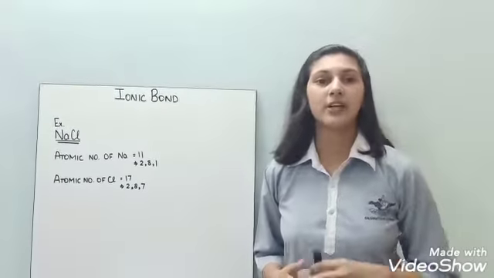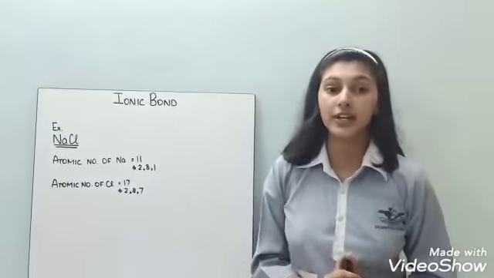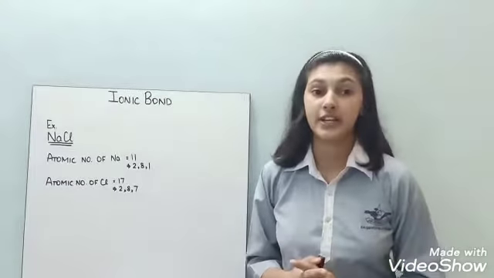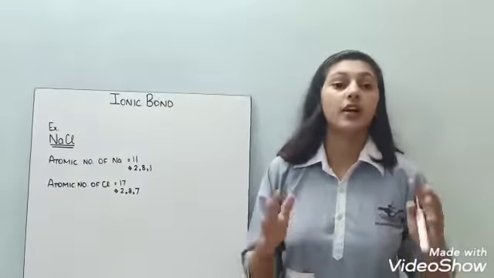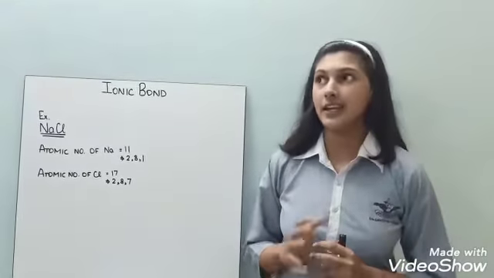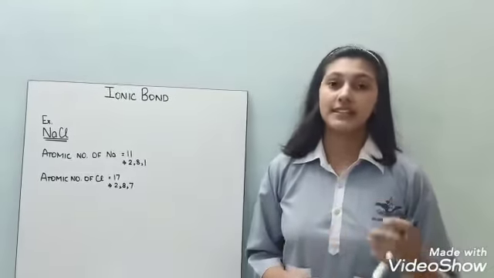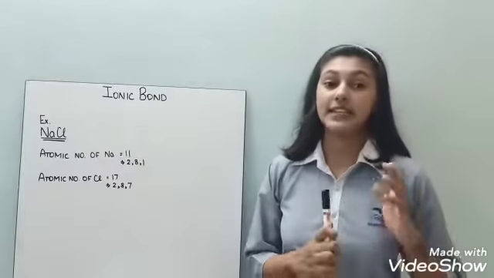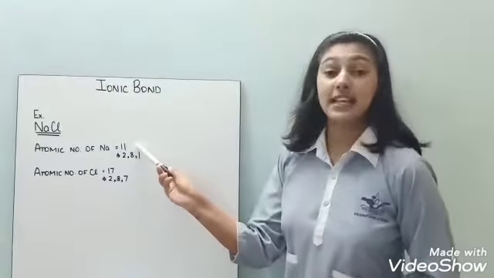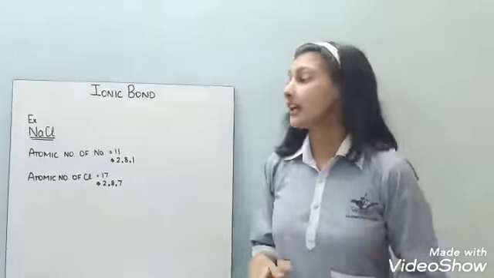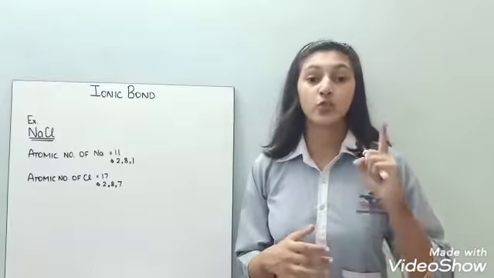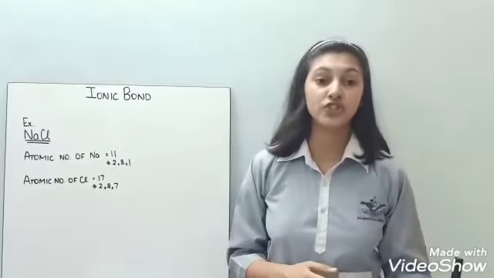Now let us come back to ionic bond. In bonding, every element wants to behave like a noble or inert element. That is, they want a completely filled valence shell. To understand ionic bonding, let us take an example of sodium chloride, that is NaCl. The atomic number of sodium is 11 and its electronic configuration is 2, 8 and 1. The sodium atom has one electron in its outermost shell.